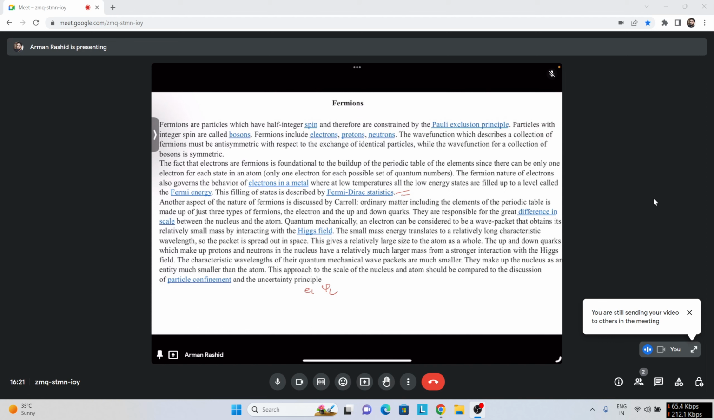The up and down quarks, which make up the protons and neutrons in the nucleus, have a relatively much larger mass for a strong interaction with the Higgs field. The characteristic wavelength of their quantum mechanical wave packet is smaller. Thus, they have a smaller wave packet. They make up the nucleus as an entity which is much smaller than that of an atom. The approach to the scale of nucleus and atom should be compared to the description of particle confinement and the Heisenberg uncertainty principle.